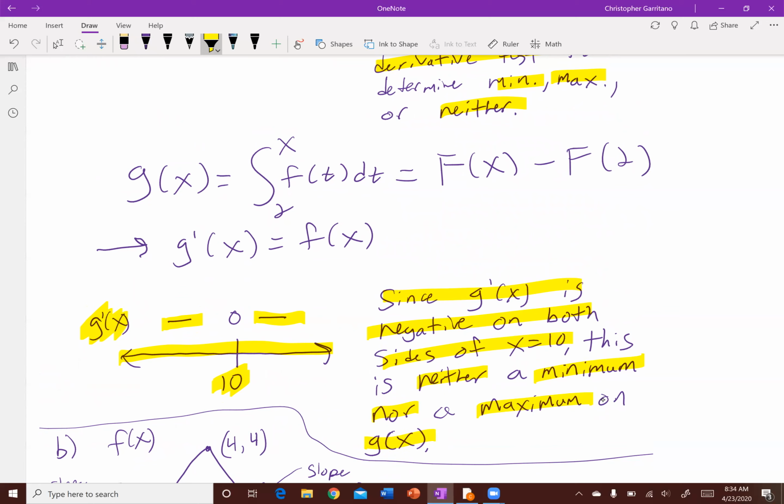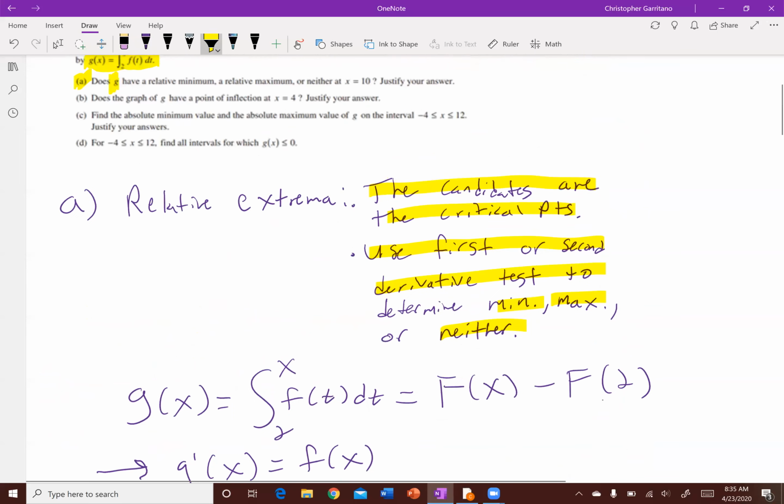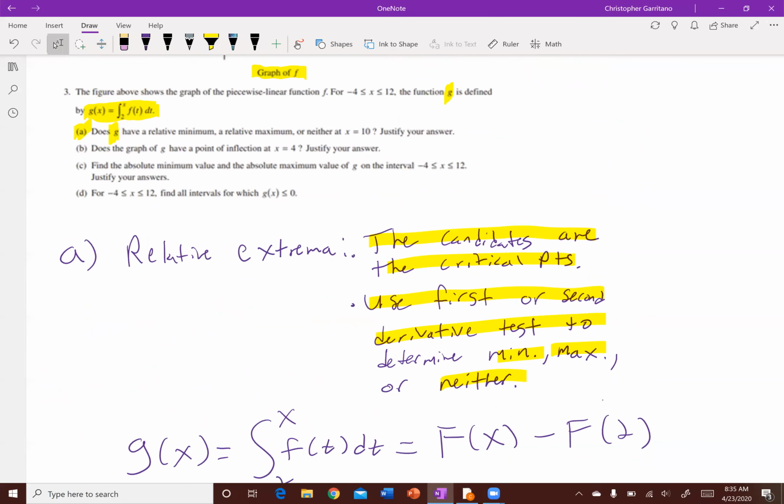All right, that's that. Part B: does the graph of g have a point of inflection at x equals 4? Justify your answer. All right, folks, justify your answer means you do need to make some sort of an explanation for your claim. So you can't just say yes, no, maybe. You need to justify your answer with some kind of a statement.